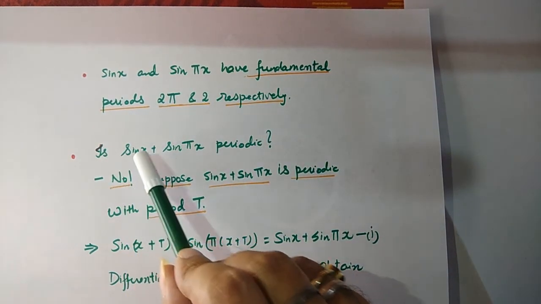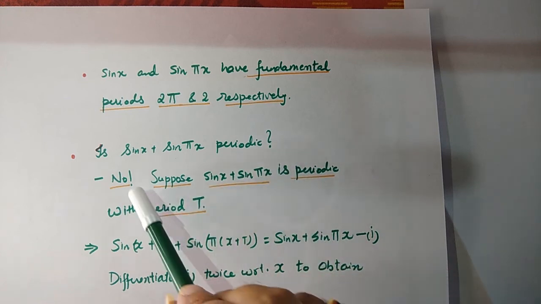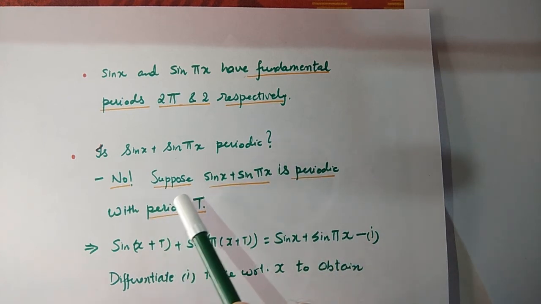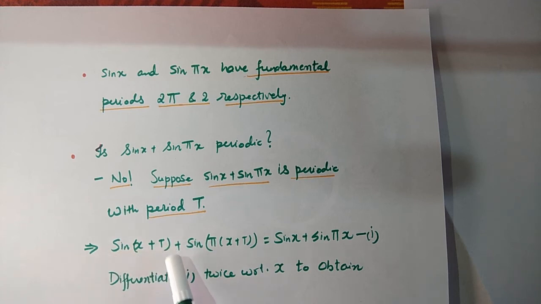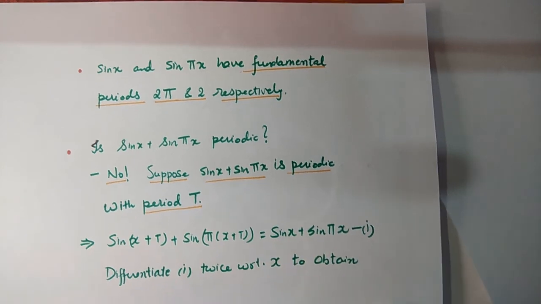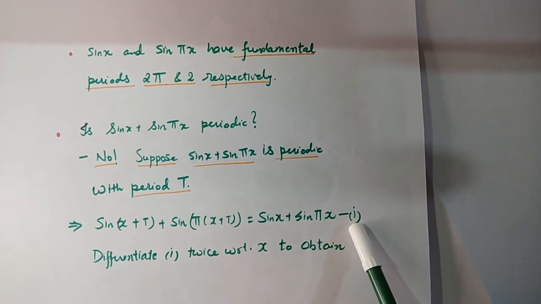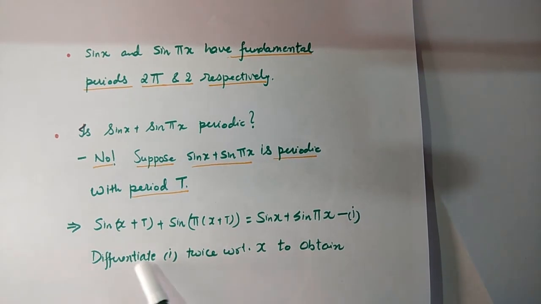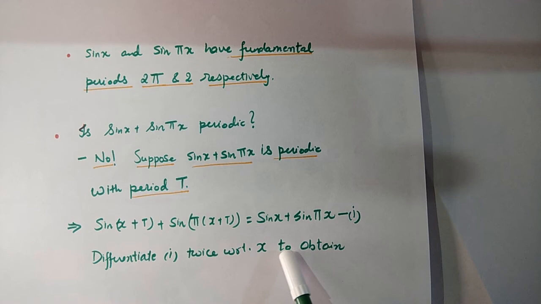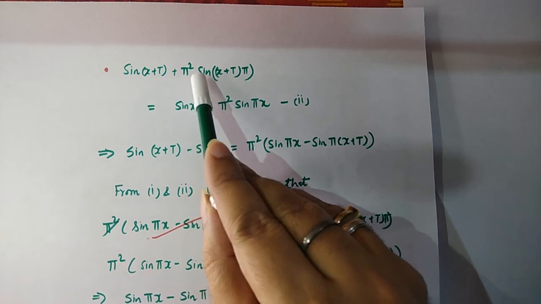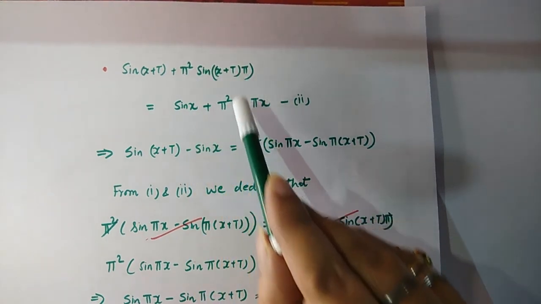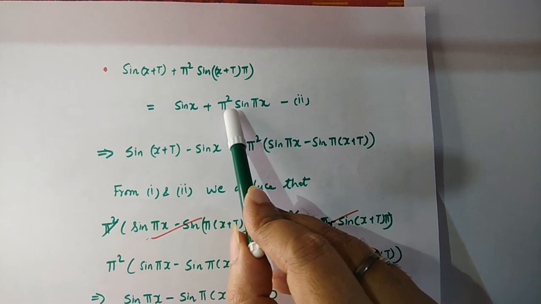Now, is sin x plus sin pi x periodic? The answer is no, and we will prove it by contradiction. Suppose sin x plus sin pi x is periodic with period t. Then this implies that sine of x plus t plus sine of pi times x plus t is equal to sine x plus sine pi x for all x belonging to R. Call this equation 1. We differentiate 1 twice with respect to x to obtain the following equation: sine of x plus t plus pi square sine of pi times x plus t is equal to sine x plus pi square sine pi x.